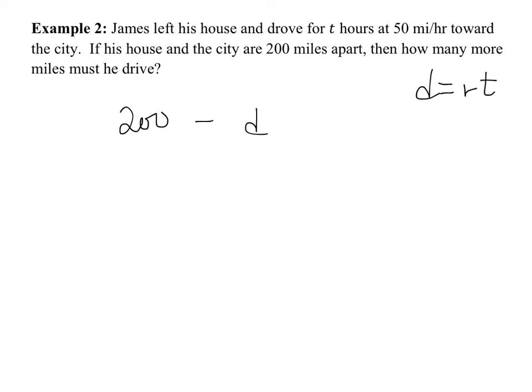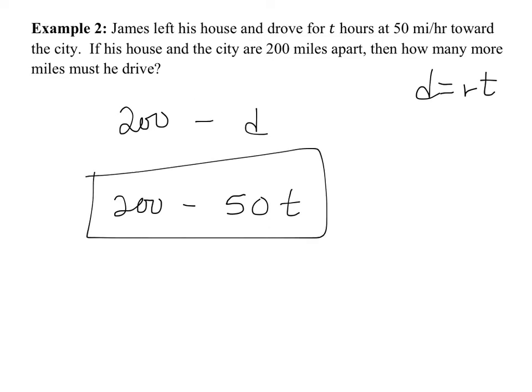D equals RT. Any rate times the time will always give you a distance, assuming the units are right. We know the rate. What's the rate in this problem, Will? 50 miles an hour. So I think about it this way. I put a 50 there, but I don't know how many hours I've traveled for, so we call that a variable T. And just put the T there. So that's the expression that would represent how far away James is from the city at any given point in time.